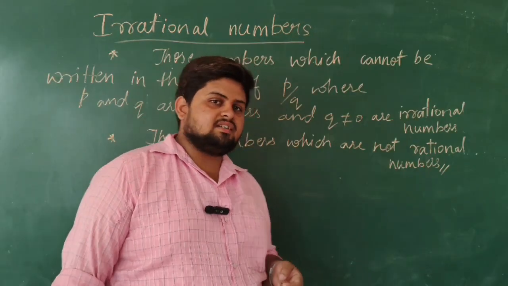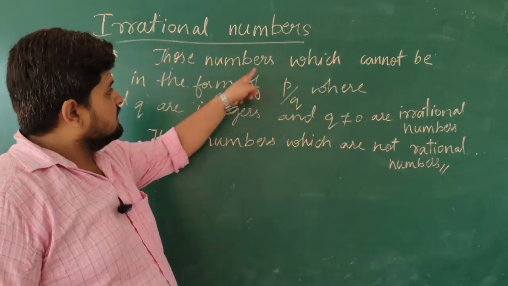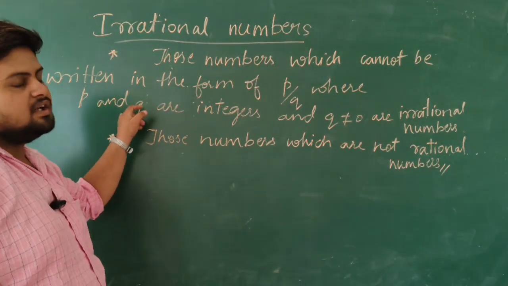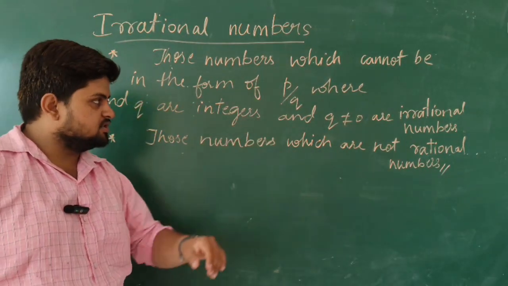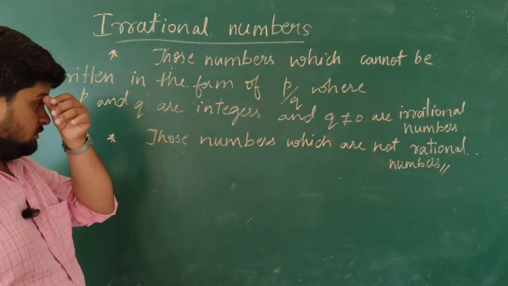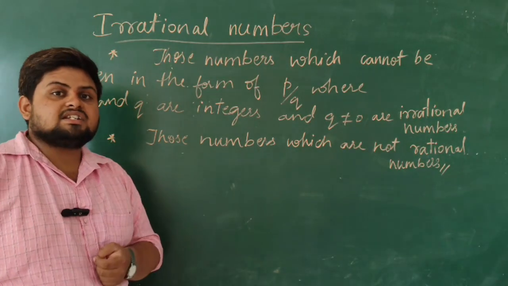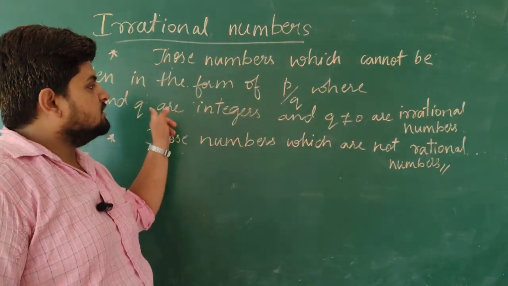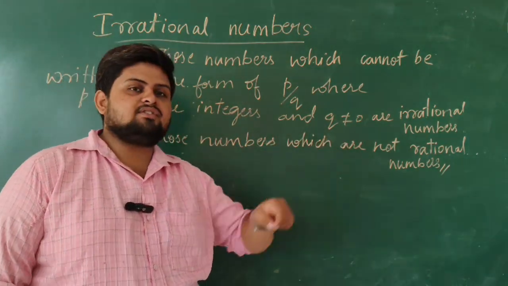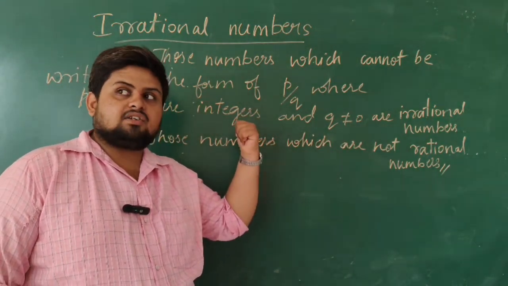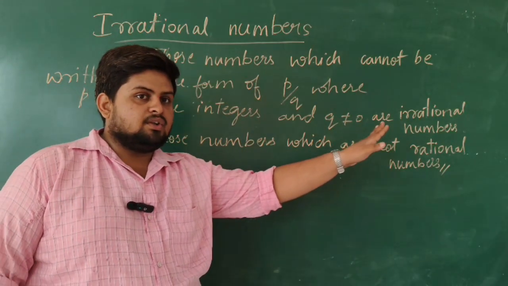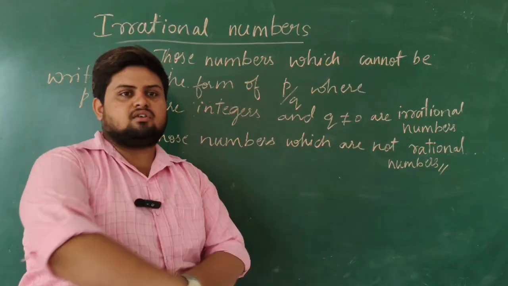Irrational numbers are those numbers which cannot be written in the form p by q, where p and q are integers and q is not equal to 0. We know that rational numbers are those which are written in the form p by q, where p and q are integers and q is not equal to 0. But irrational numbers cannot be written in the form p by q. So they are just the opposite of rational numbers.